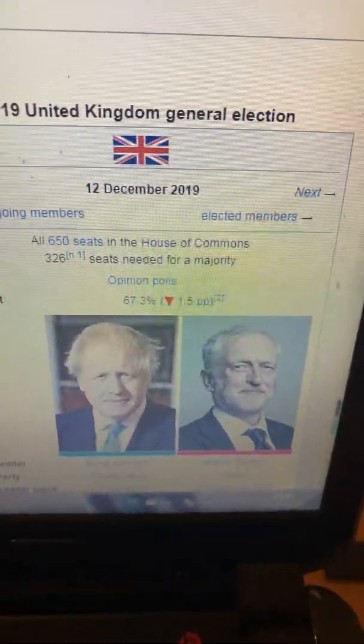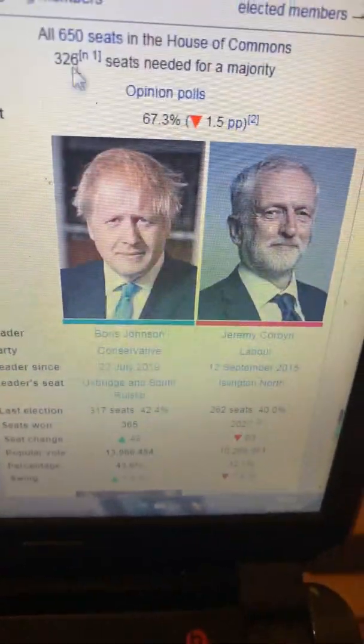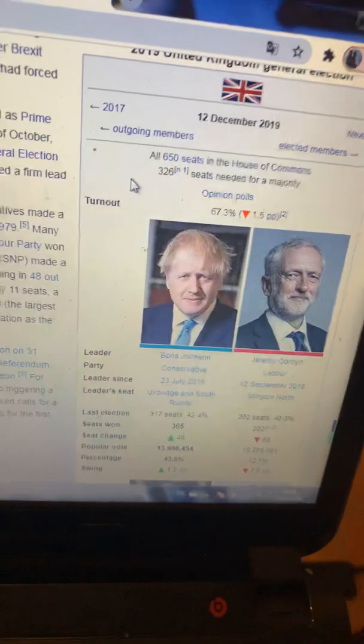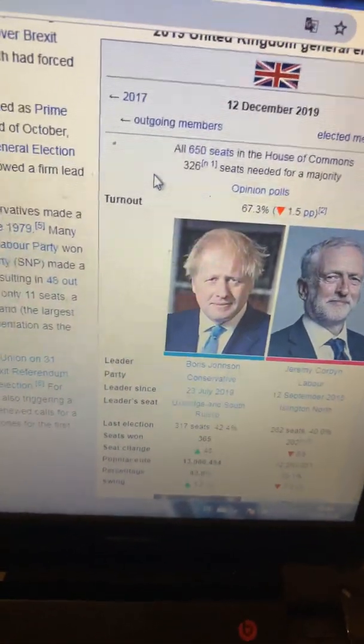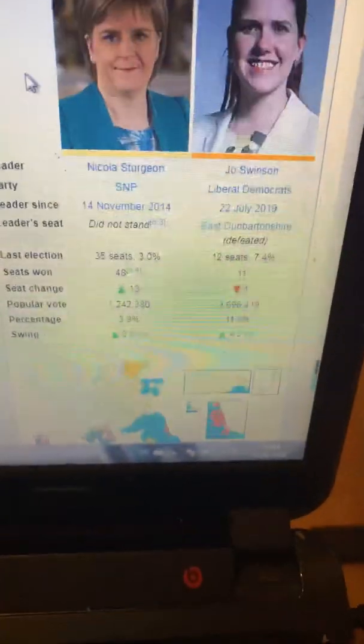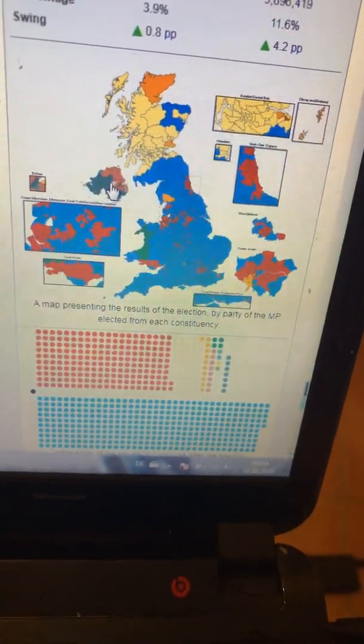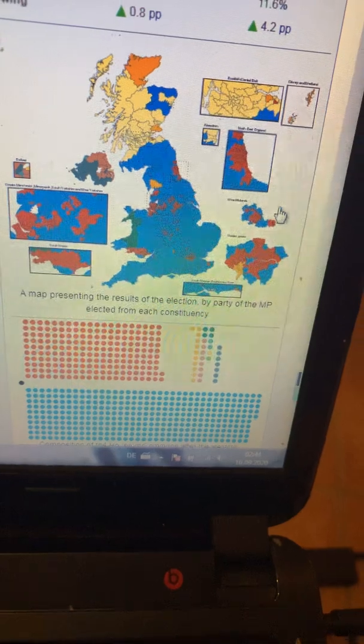Let's take the 2019 United Kingdom general election as an example. First past the post in the lower house of the United Kingdom, it has 650 seats. So it divides the whole United Kingdom into 650 electoral districts or constituencies. It's Scotland, Northern Ireland, Wales, and England. This is London.